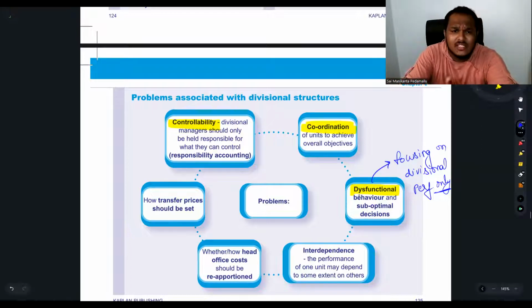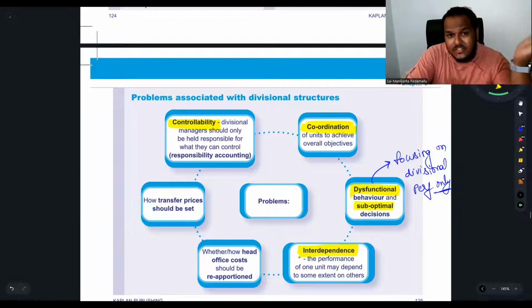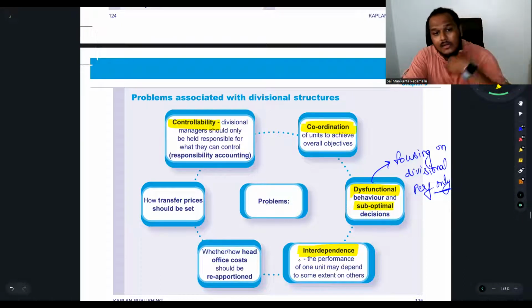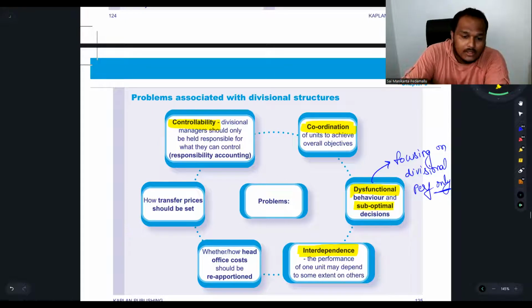Being selfish, dysfunctional. Suboptimal decisions. We might take decisions which are not good for the overall company, which are only good for the division. Then interdependence. One division may be dependent on another division. So if that division is not performing properly, that will impact my division also. Or there could be head office costs which are allocated to different divisions.